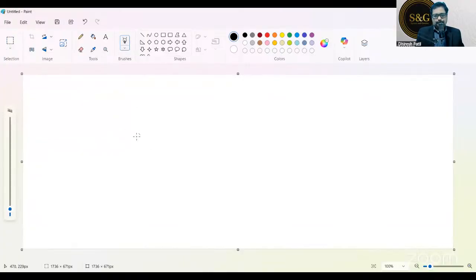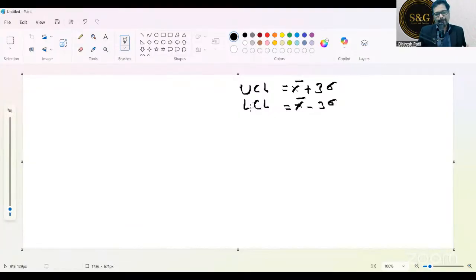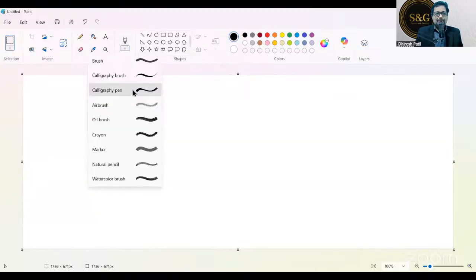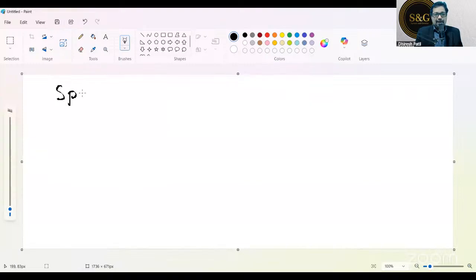Now imagine, let's say x bar +3 -3 standard deviation, so the formula is this, the formula for UCL and LCL that we gave: x bar plus 3 sigma and x bar -3 sigma. This decides the limit. That's it. Okay, yeah, good. Now, coming back to the second limit we were discussing, and that limit was specification limit.